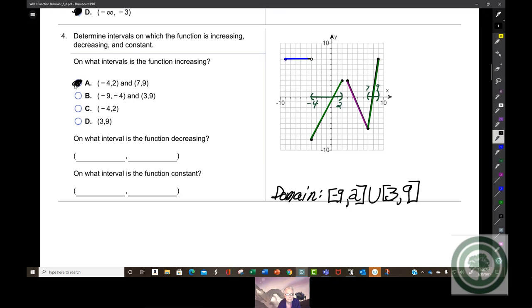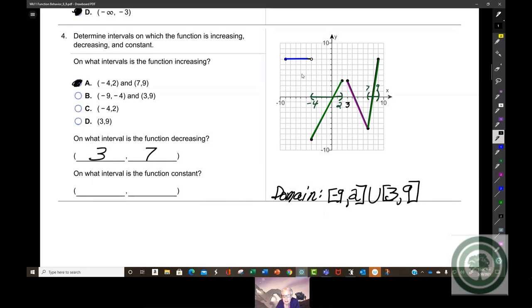Now, on what interval is the function decreasing? Cool. All right, from 3 to 7. So that's what this is. This is one interval with endpoints 3 and 7.